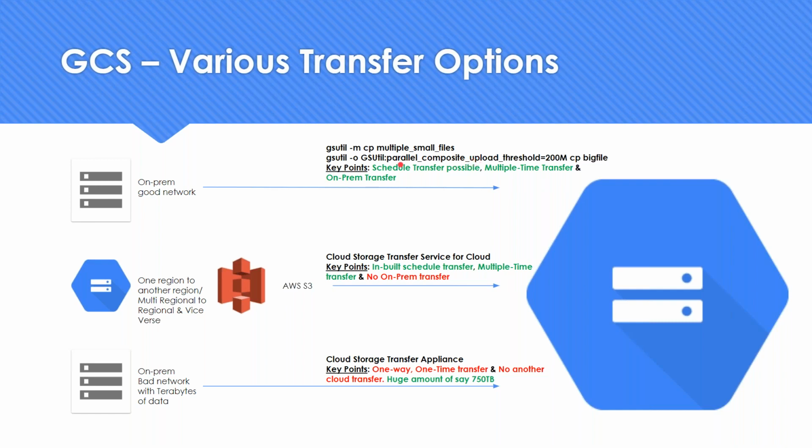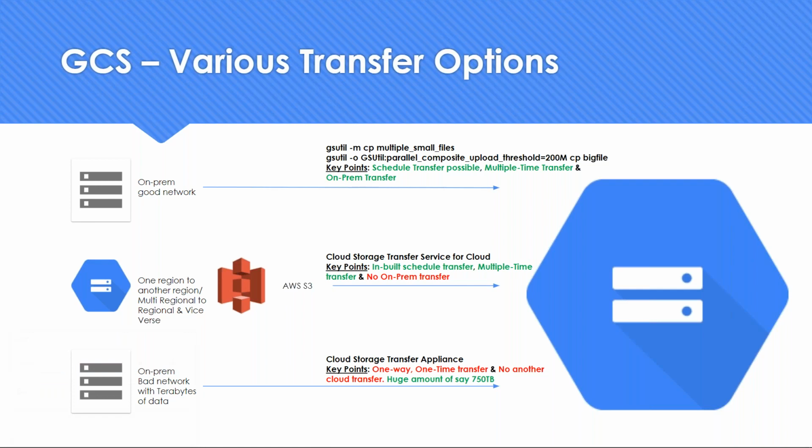Here, I'm mentioning the parallel composite upload threshold as 200 MB. So if my file size is 1 GB, it's going to create 5 chunks of 200 MB each. And then it's going to upload these 200 MB chunks individually to my Google Cloud Storage bucket. Once they reach the storage bucket, it's going to combine all those chunks, make it one single file, and delete those temporary chunks. This is what is going to happen.